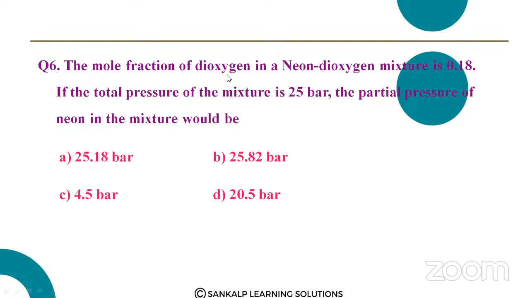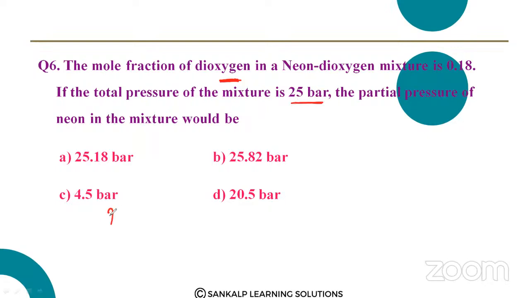The mole fraction of dioxygen in a neon dioxygen mixture is 0.18. If the total pressure of the mixture is 25 bar, the partial pressure of neon in the mixture would be? We have seen partial pressure, where the individual partial pressure as well as the total pressure formula was given. What is given here is the mole fraction of dioxygen and the total pressure.